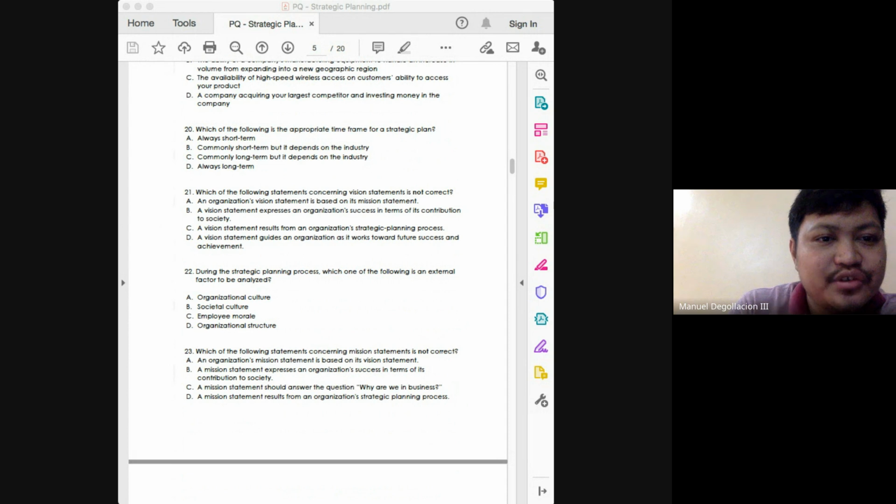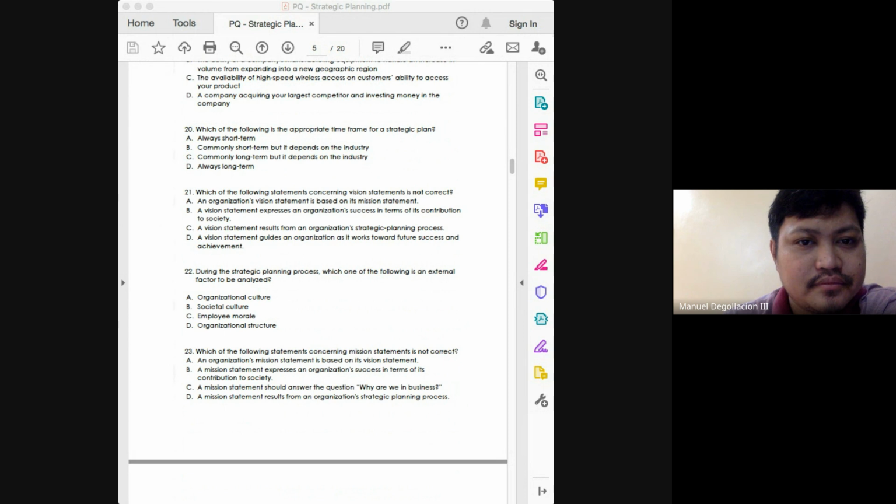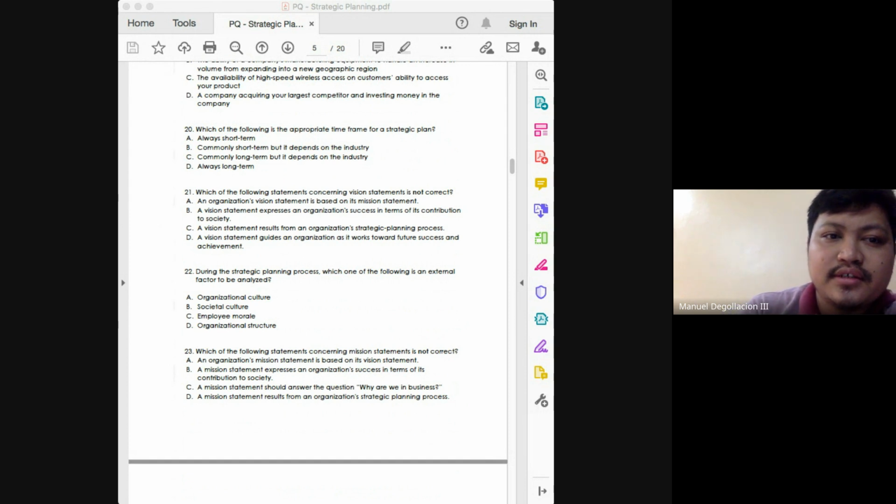Then letter D, a vision statement guides an organization as it works towards future success and achievement. Okay, so going back to letter C, basically remember that the development of your vision and mission statement is the first step of the strategic planning process.